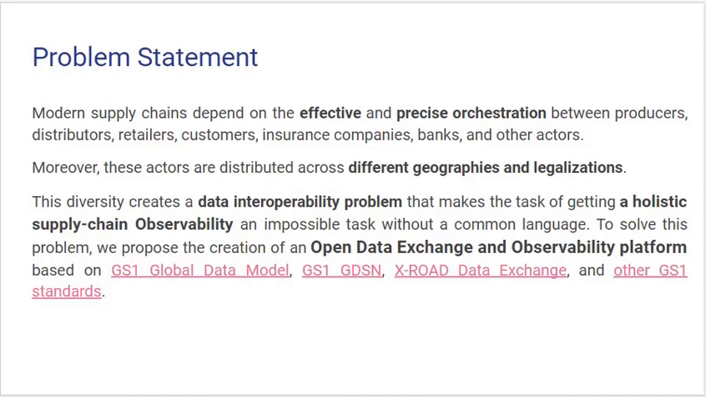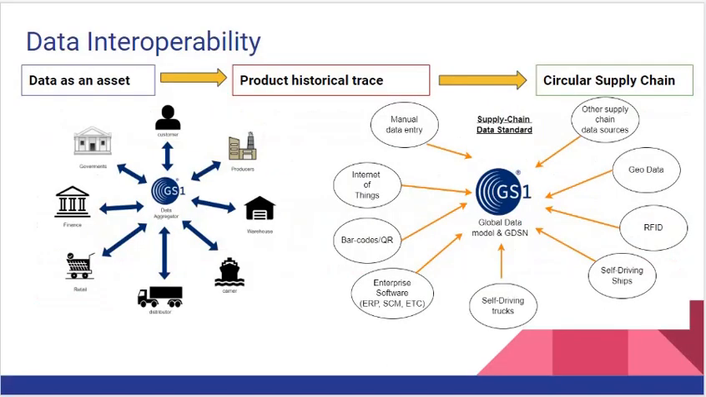observability. To solve this, I propose the implementation of an open data exchange and observability platform based on GS1 standards and X-Road data exchange. The supply chain data is distributed across different actors. To get a holistic supply chain observability, I propose to use GS1 standards as the data interchange standard in the supply chain. By this, GS1 will become a supply chain data aggregator.